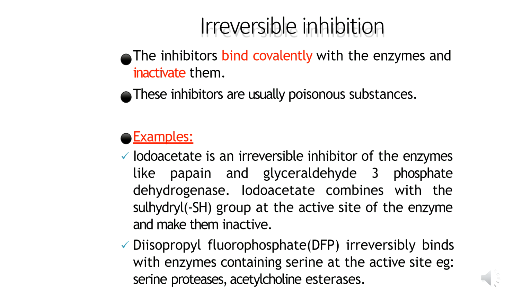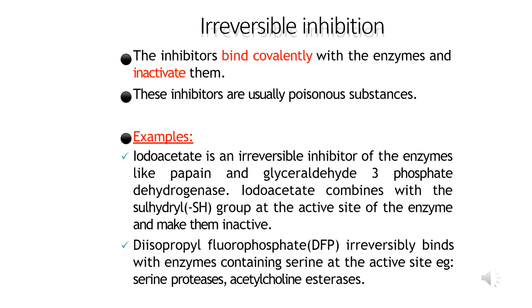Next one is irreversible inhibition. So in irreversible inhibition, the inhibitors bind covalently with the enzyme and inactivate the enzymes. So these inhibitors are usually poisonous substances. For example, iodoacetate is the irreversible inhibitor of the enzyme like papain and glyceraldehyde 3-phosphate dehydrogenase. So iodoacetate combines with the sulfhydryl or SH group at the active site of the enzyme and makes them inactive.